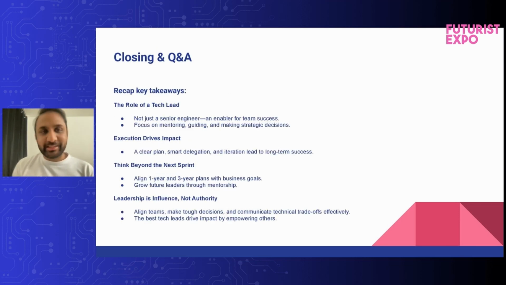This is the last thing, closing and Q&A. At a high level, we talked about the tech lead, how you can become a good force multiplier, how you can delegate tasks, and how it is the tech lead's responsibility to make sure you have 1 to 3 year plans which are aligned with the business. And we also learned how we can influence without authority. I think that's all.